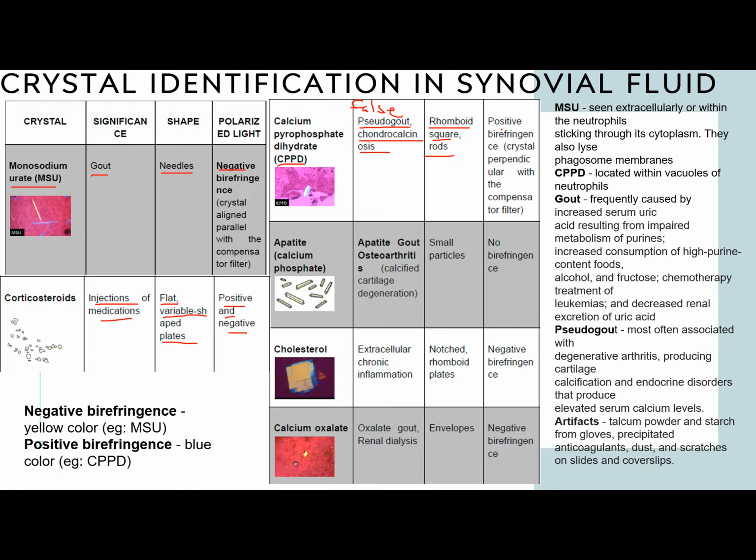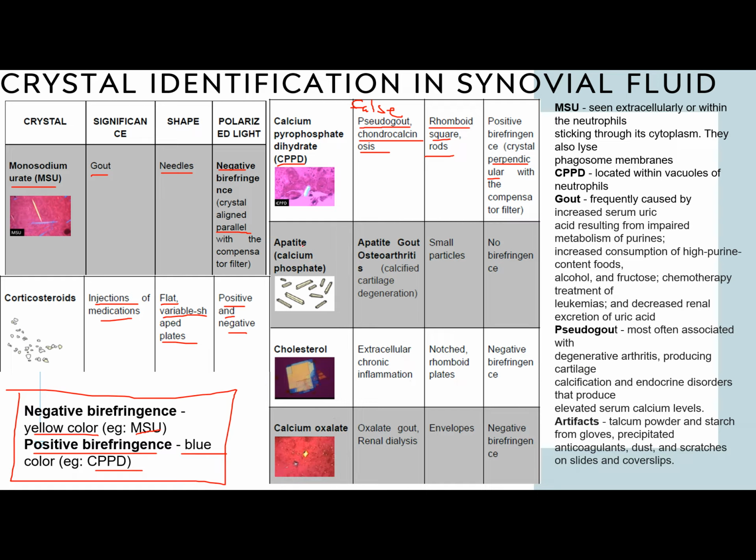They are seen in positive birefringence. Crystals are perpendicular with the compensator filter. So MSU, class, is parallel to the compensator. It has negative birefringence. Your CPPD has positive birefringence, but it is perpendicular to the compensator filter. So please take note of this below, class. Negative birefringence will produce a yellow color for MSU. Positive birefringence, blue color, CPPD.